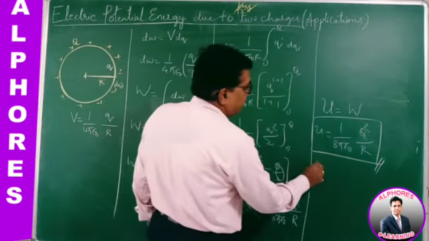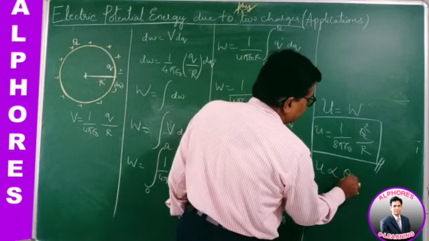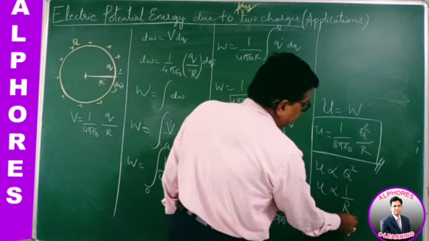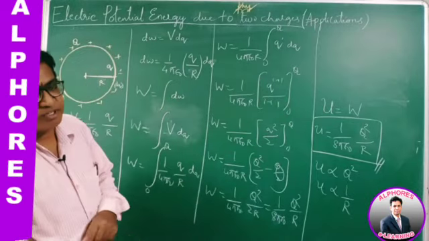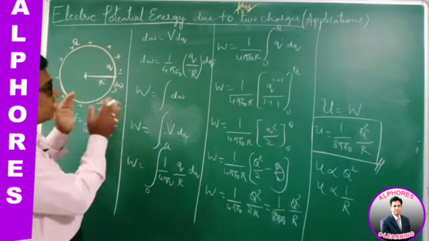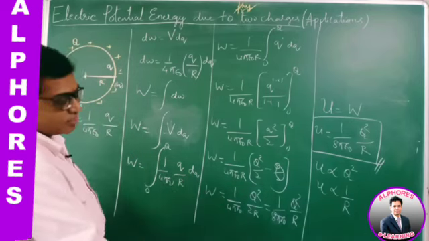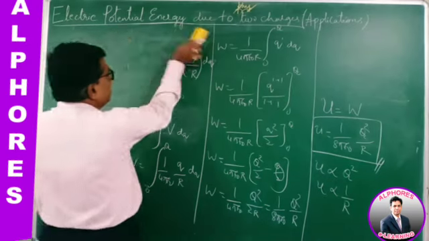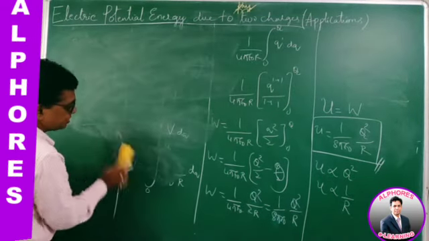Now this self potential energy is directly proportional to q square and inversely proportional to the radius of the sphere. Okay, so this way we can find out the potential energy of a charged sphere.